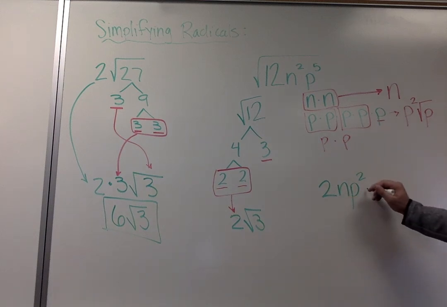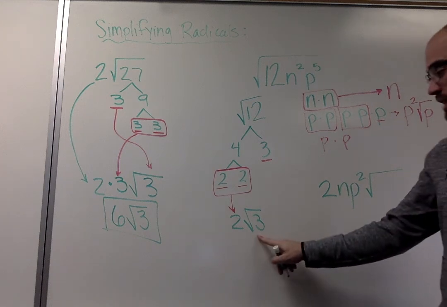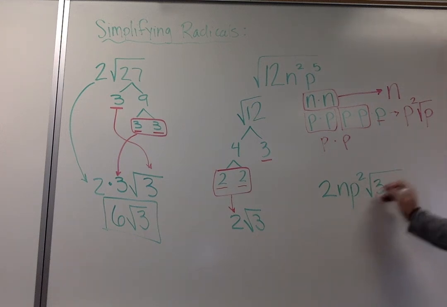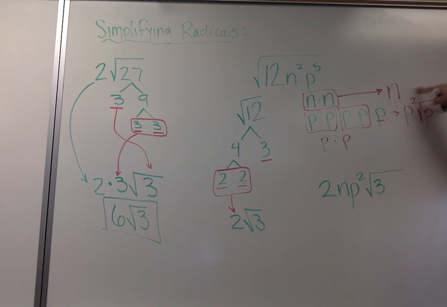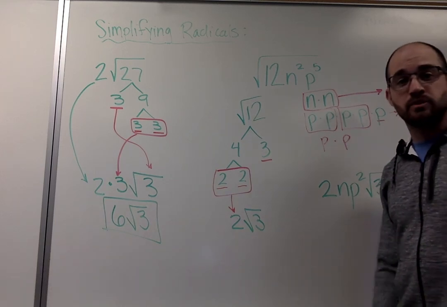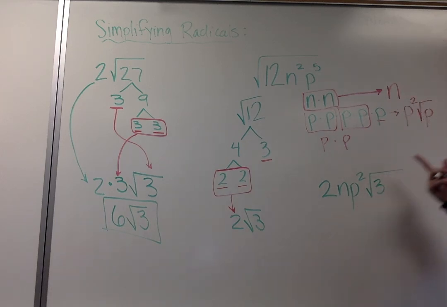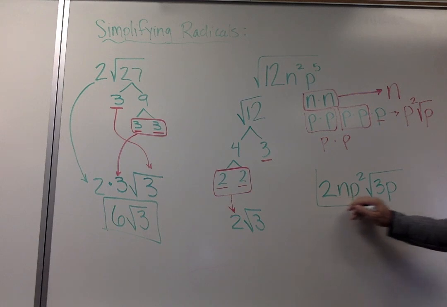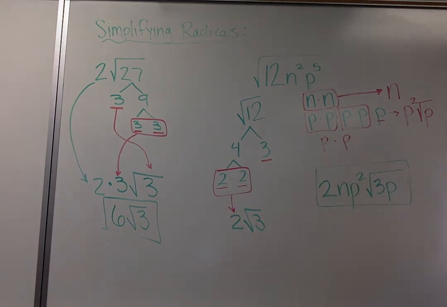Now when we go inside the radical, for my answer, I have a 3 for my whole number. There were no n's inside the radical here, so I don't need an n to hold the place inside my radical. For the p, I have a p left inside the radical, so that is going to come inside of my radical, and that would be my final solution.